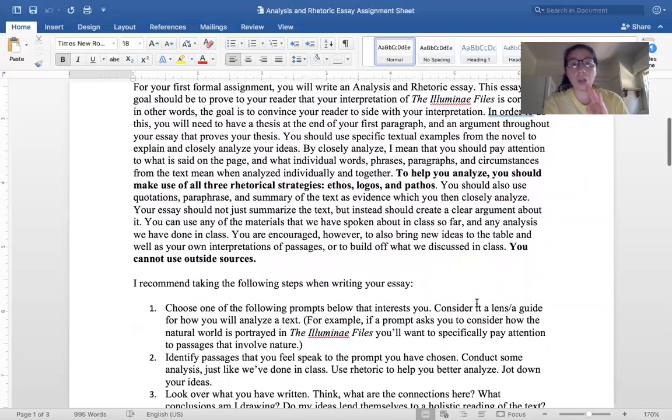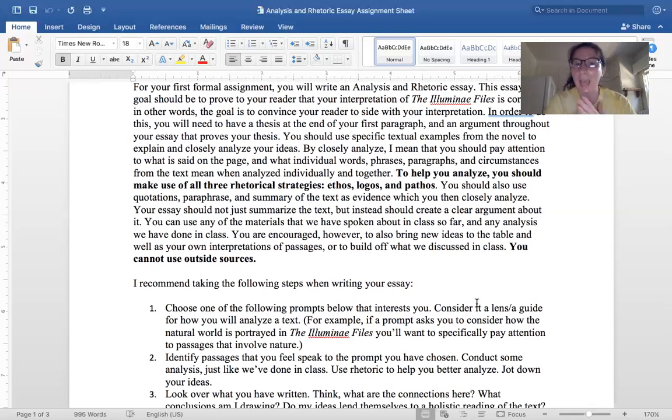Your essay should not just summarize the text. Don't just give me a plot summary, please. I've read the book. I know what happens. Please don't give me a plot summary. You want to have a little bit of summary perhaps, but you really want to say, here's what the text is trying to tell us. Here's the bigger overall idea.